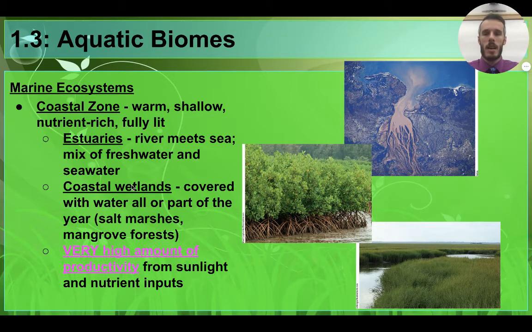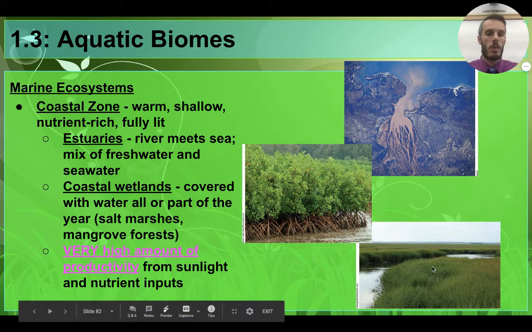So estuaries, again, are where rivers meet the sea. So it's a mix of freshwater and seawater. So animals and plants that live here are pretty used to fluctuations in salinity, okay? Because you have fresh water and you have pretty salty water coming together. So depending on the tide, depending on rainfall on land, the water in an estuary can fluctuate in its salinity pretty substantially.